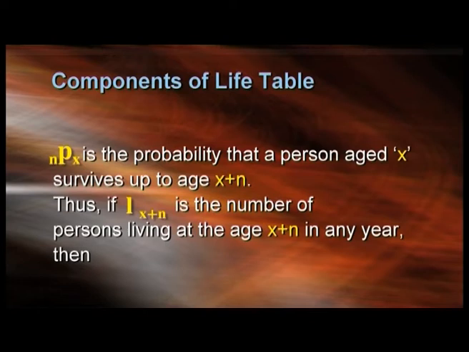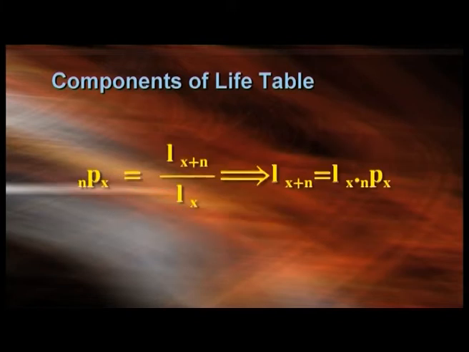_np_x is the probability that a person aged x survives up to age x+n. Thus, if l_(x+n) is the number of persons living at the age x+n in any year, then the probability for a person aged x is equal to the number of persons living at age x+n, l_(x+n), divided by the number of persons living at age x, l_x, which implies that the number of persons living at age x+n is equal to the product of the number of persons living at x and the probability of surviving to age x+n.